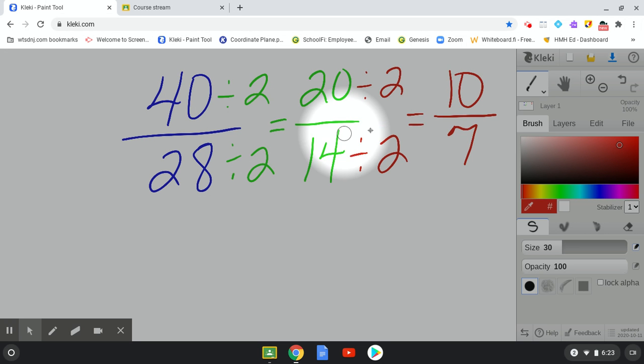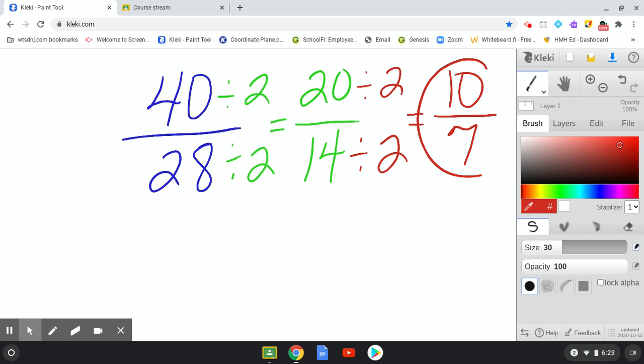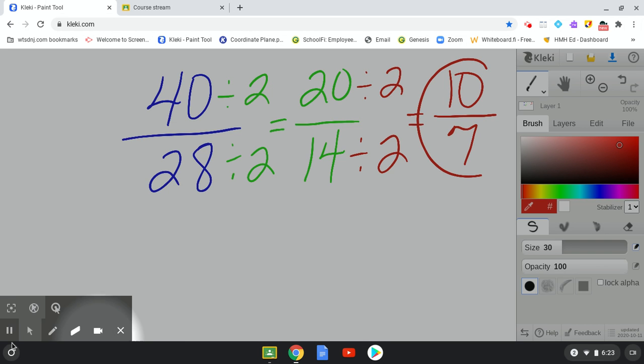Okay? So now I'm looking at 10 and 7. Well, they're both not even, so I know they're not divisible by 2. And it just so happens this is simplified all the way down. I cannot simplify it. 10 and 7 are not divisible by the same number. So 10 sevenths would be my final answer.